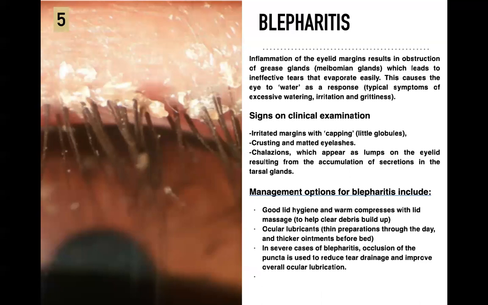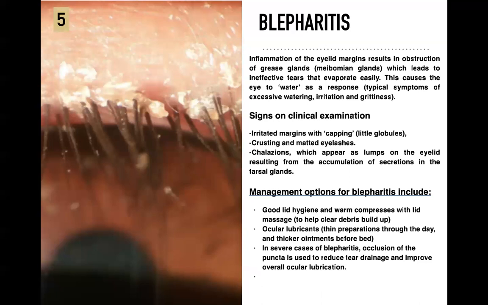It's also chalazions. Chalazion is a part of the posterior blepharitis due to obstruction of the meibomian glands with accumulation of the sebaceous materials inside, which may be infected or non-infected. The chalazion appears as a lump on the eyelid, resulting from the accumulation of secretions in the tarsal glands.